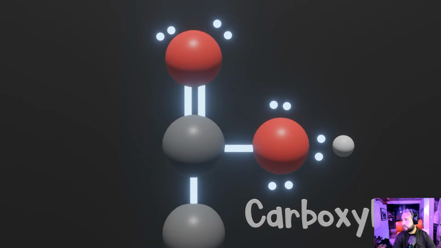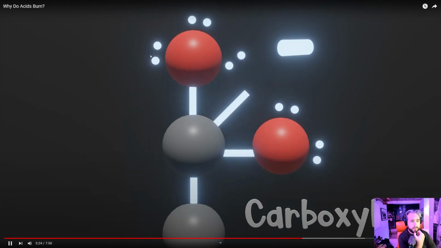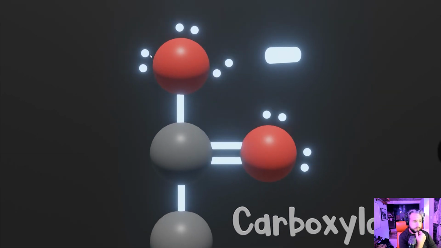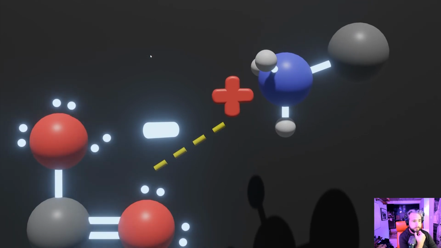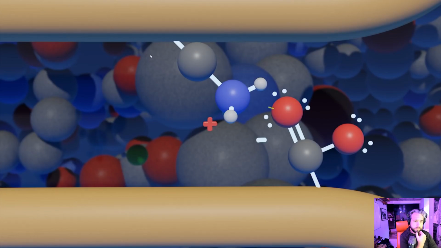But in proteins, the carboxyl group is often missing its acidic hydrogen and thus has an abundance of electrons and a negative charge. This negative charge can then bond ionically to an amine ion of another amino acid, or hydrogen bond with an alcohol of some other amino acid. These interactions play an important role in keeping a protein folded together.